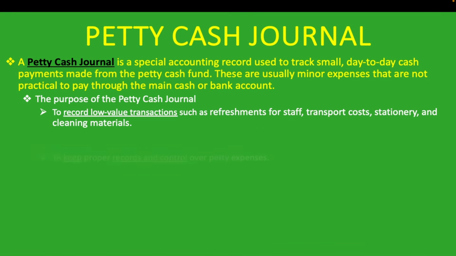Okay, that's one of the purposes, and it's also to keep proper records and control over petty cash expenses. And this is very important, as I've just mentioned, to keep proper records and control. How else would you know how petty cash is being used and what it's used for and what amount went where if you don't have a journal to do just that? And so it's a very important journal for you to have, or for an entity to have.